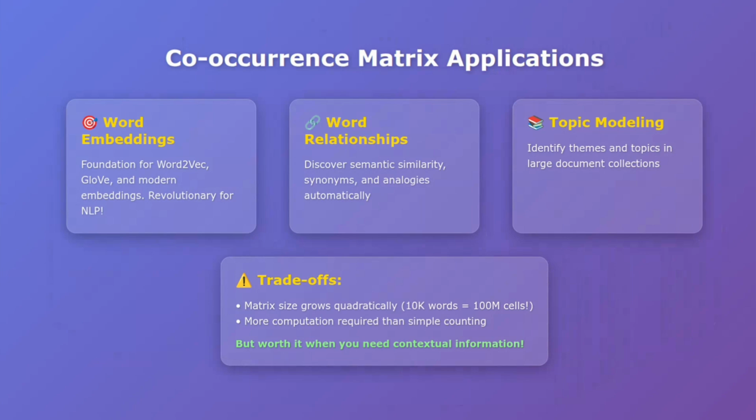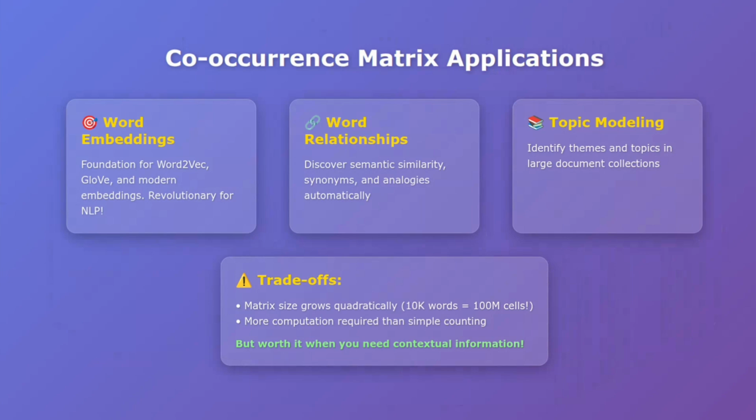They help us discover semantic relationships. Words that co-occur frequently are semantically similar or related. This is how we can find synonyms, analogies, and connections automatically. And they're great for topic modeling, identifying themes and topics in large collections of documents.